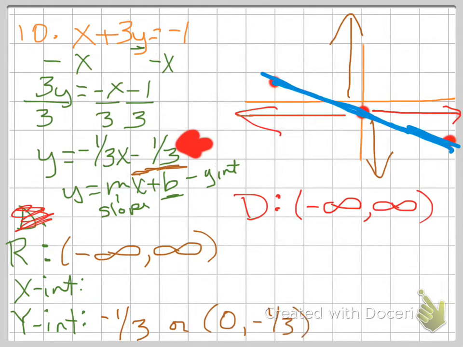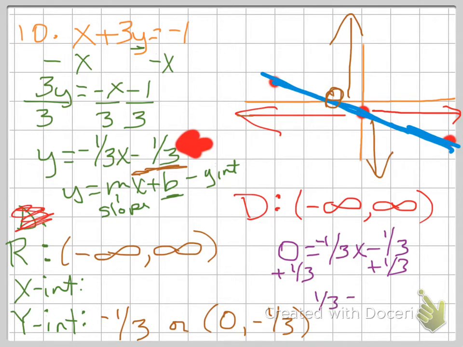My x-intercept, I can look at the graph and see that right here it crosses at the negative 1. Or I can put 0 in for y, and I can solve for x. Negative 1/3 x minus 1/3. When I add 1/3, I get 1/3 is equal to negative 1/3 x. I multiply by negative 3. I end up with negative 1 is equal to x.